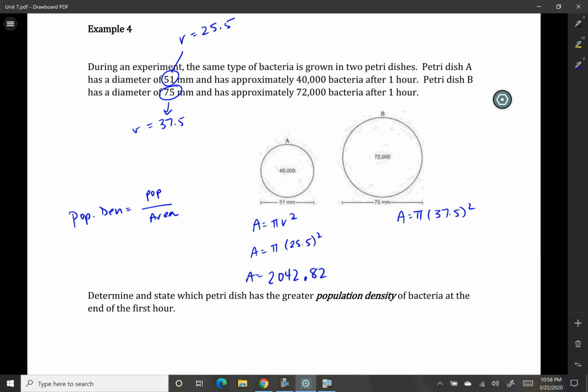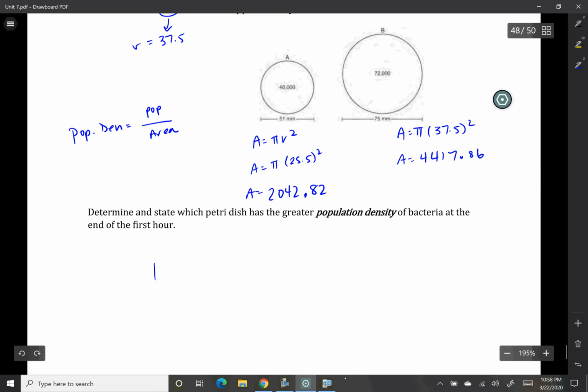Area is pi times, in this case, the radius was 37.5 squared. So we'll type that in our calculator, and we get an area of 4,417.86. So to find the population density of A, we're going to take the total population of A and divide it by the area of A. If I take 40,000 bacteria and divide it by 2042.82, I get a population density of 19.58.